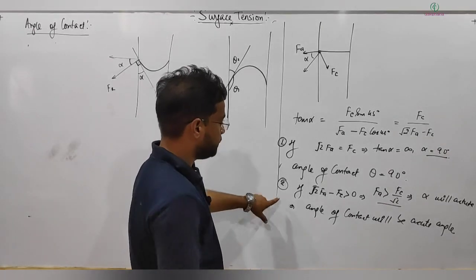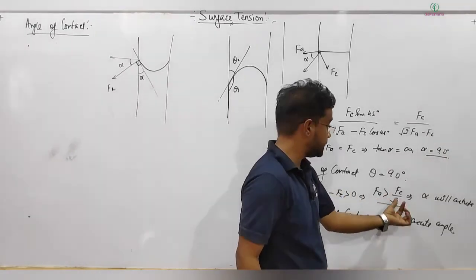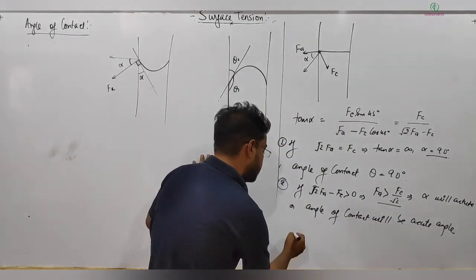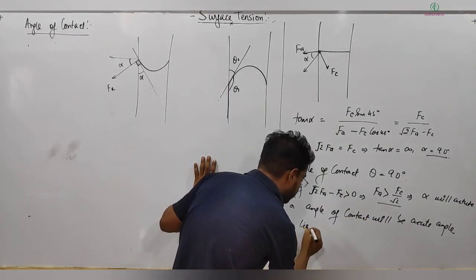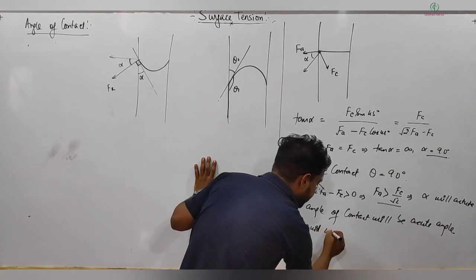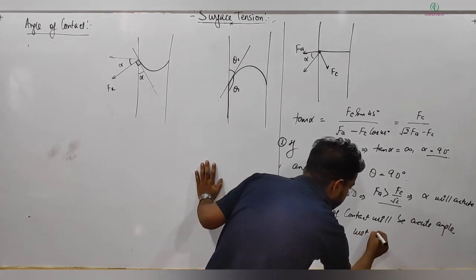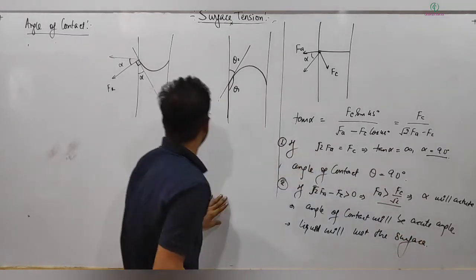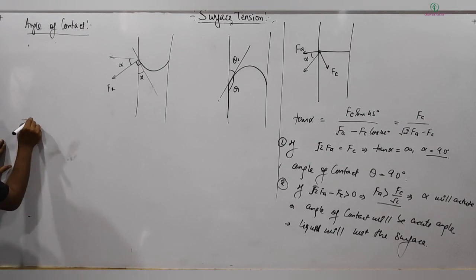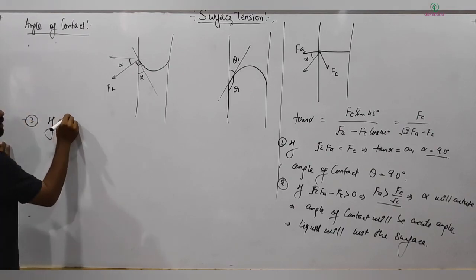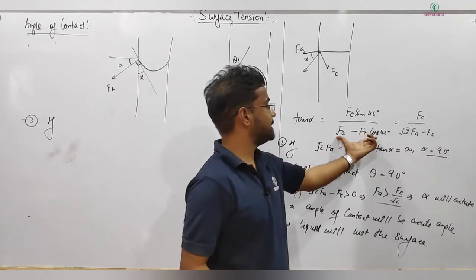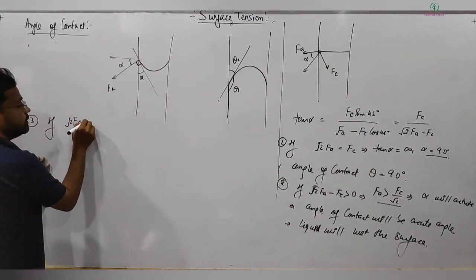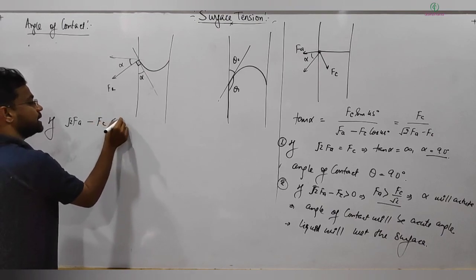Now in this situation, if this is the condition, F adhesive is greater than F cohesive by root 2, in that case alpha will be acute, and here you can see liquid will wet the surface or capillary surface. And the third case is if this quantity is less than 0, means root 2 F adhesive minus F cohesive is less than 0.